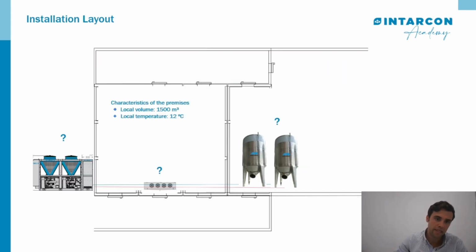So the installation layout at first could be as we showed here, where the characteristic of the premise is 2. We have also a local volume of 1,050 cubic meters, and we need also a local temperature of 12 degrees. So we have to select a cooling air unit in this case for cooling the premise. So let's see how to calculate this.